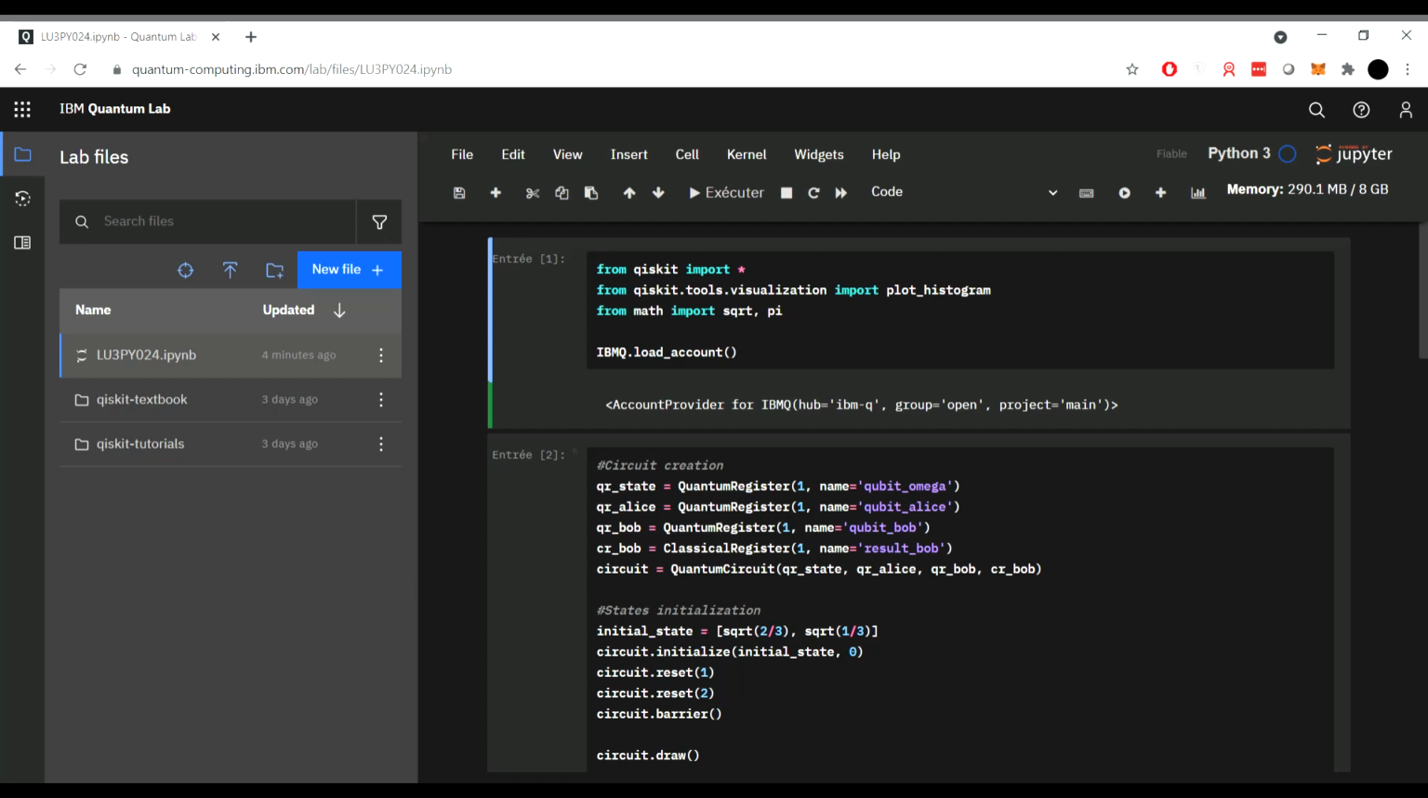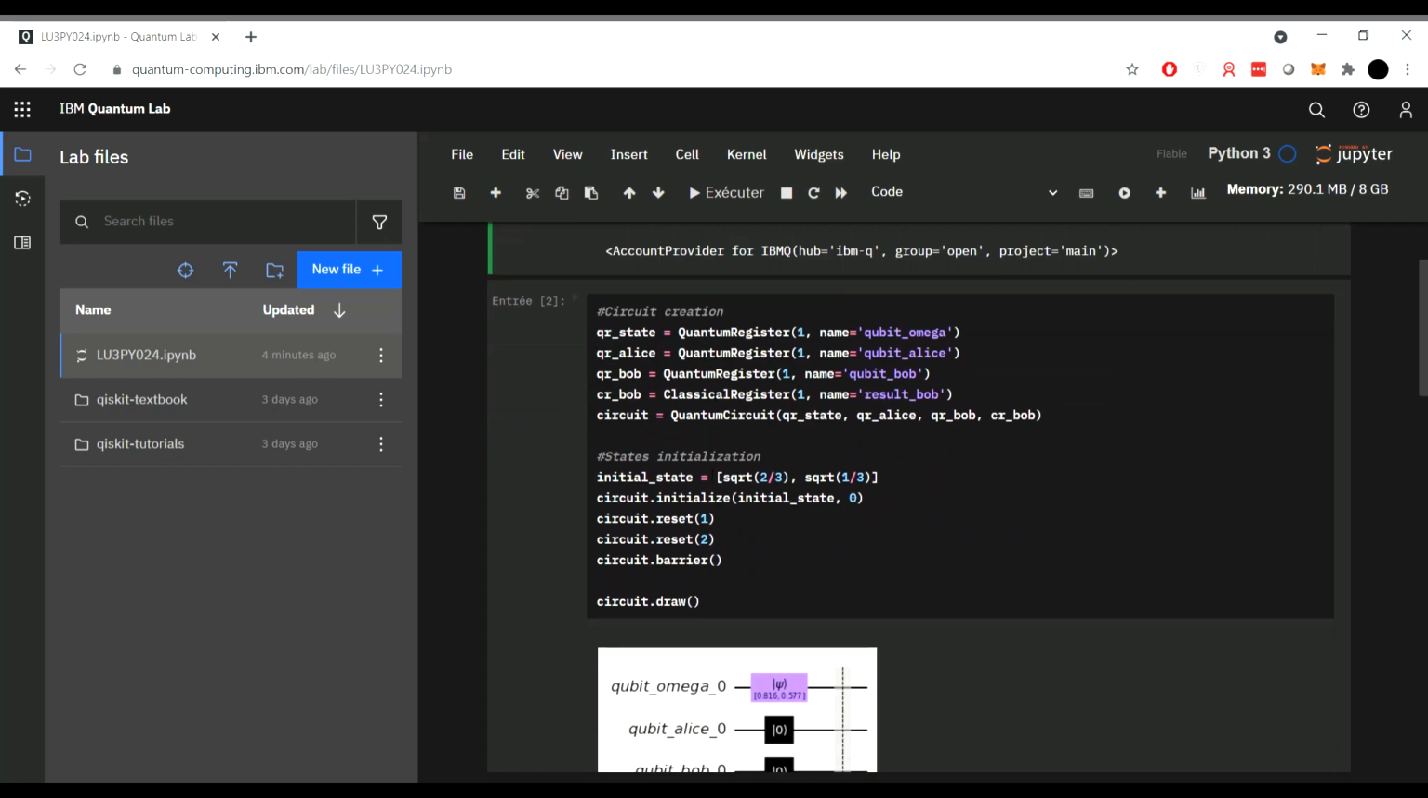Here we are on the IBM Q Experience that offers an interface where we can run and build quantum algorithms. On the Quantum Lab, we can code the algorithm in Qiskit, a Python library to design and execute quantum circuits on IBM services. So here we have imported Qiskit and the IBM account that will allow us to run the circuit on real quantum computers.